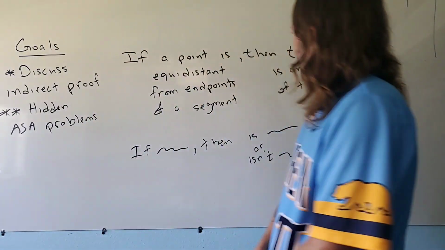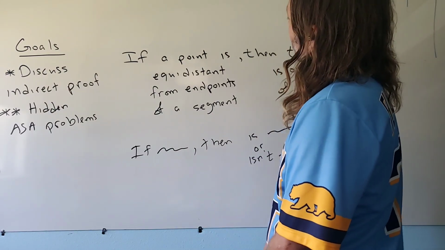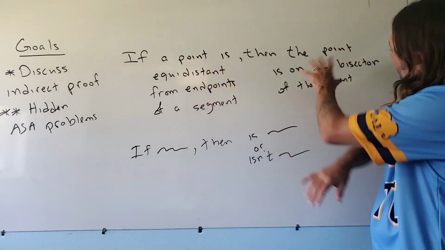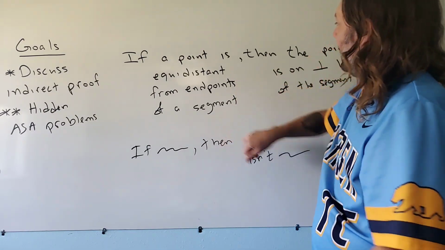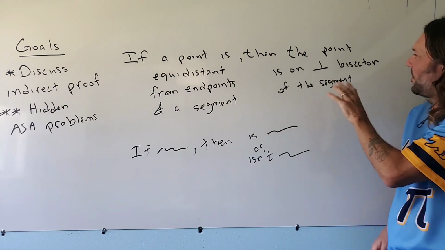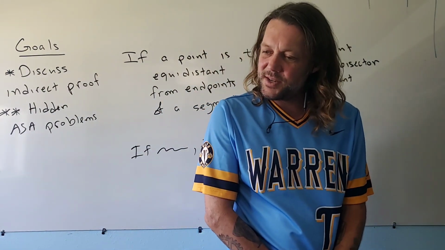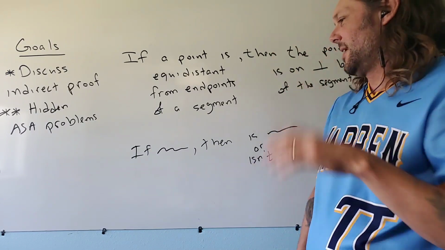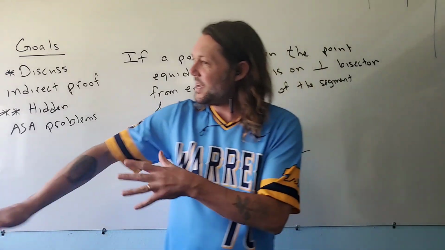So I wrote on the board a theorem of what we call a conditional statement. And the conditional statement means that if you have something, then you get something, right? And so if I have a point that's equidistant from the endpoints of a segment, I get the fact that that point is on the perpendicular bisector of the segment. So this proof was actually done in the book as an indirect proof. And an indirect proof, again, means that it's a way to argue about something without actually arguing that something.